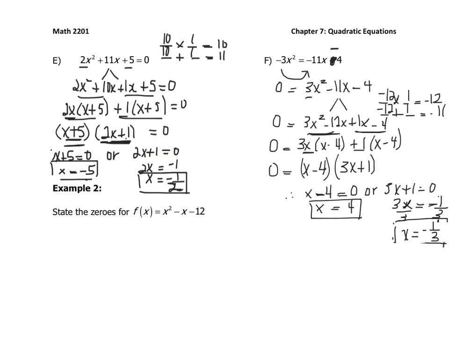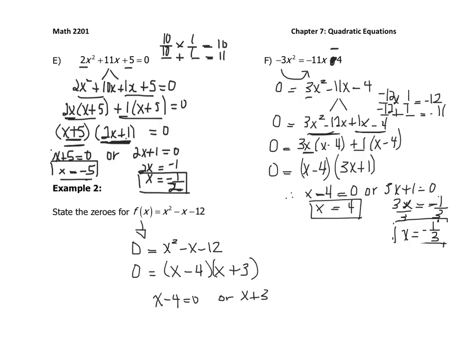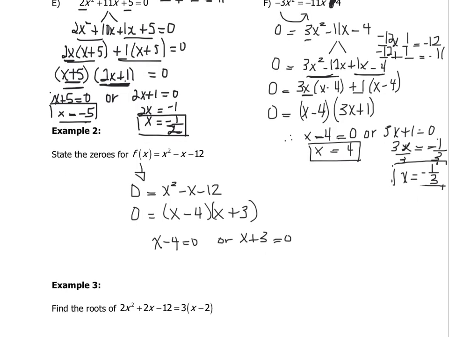All right, example 2, state the zeros for f of x. Well, the zeros are the values of x that make the equation equal to 0. So we would be solving this equation equal to 0. So again, we can use factoring and it's an easy trinomial, because there are two numbers that multiply to give you negative 12 and add to give you negative 1, and that would be negative 4 and positive 3. So therefore, x minus 4 should equal 0, or x plus 3 should equal 0, because again, you have a product of two things equaling 0. One of those things has to be 0.